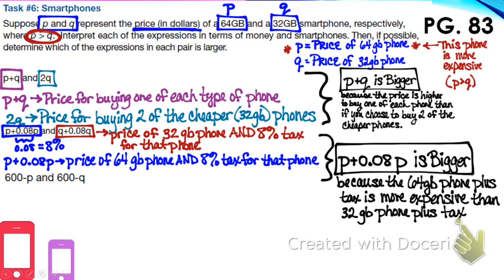When we put it into words, does it make sense which one's bigger? That's why we spend the time to interpret the expressions first. What is this expression telling me about the situation? And then I don't even need to know the price of each of these. I can still tell which one would come out bigger, right?